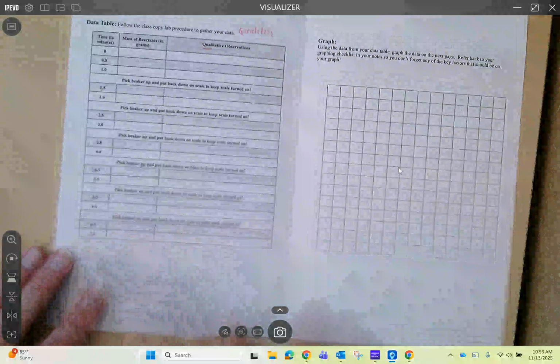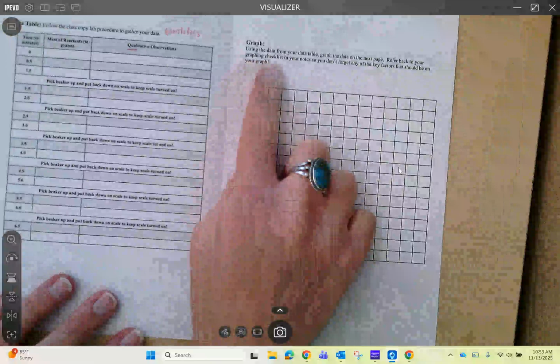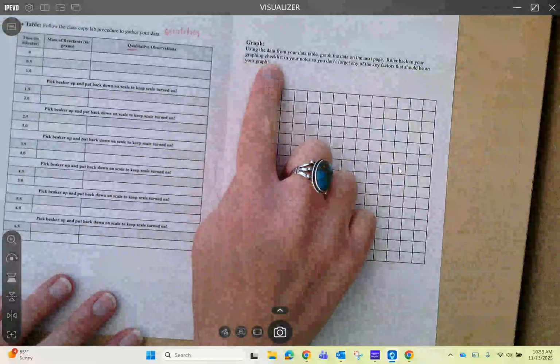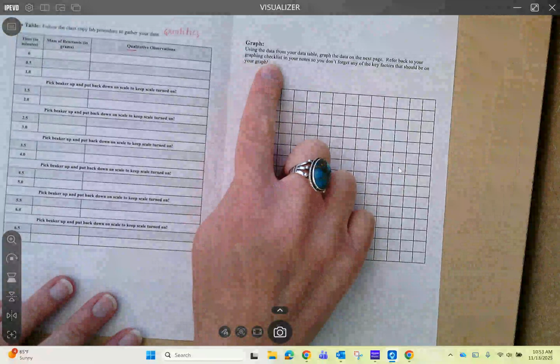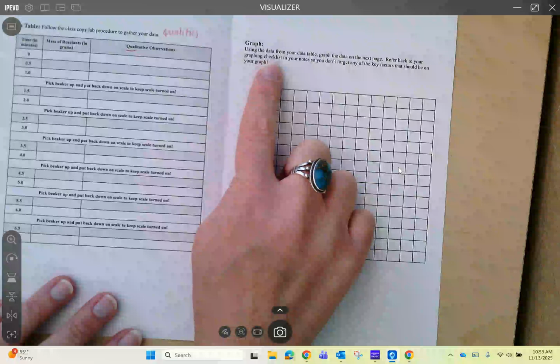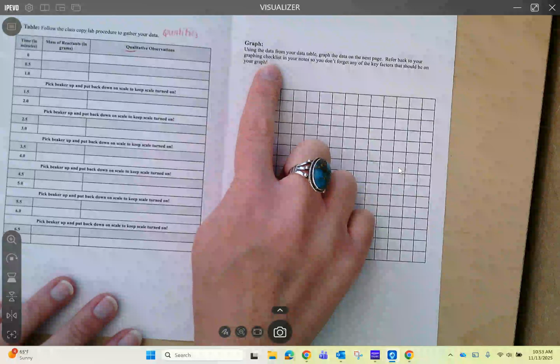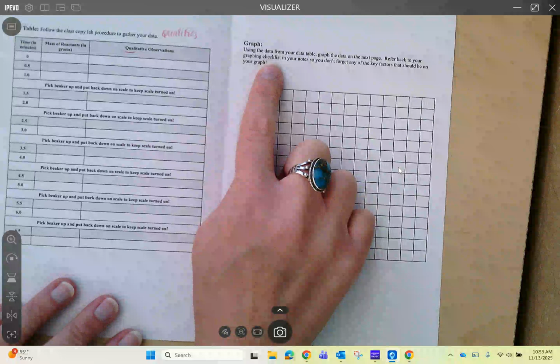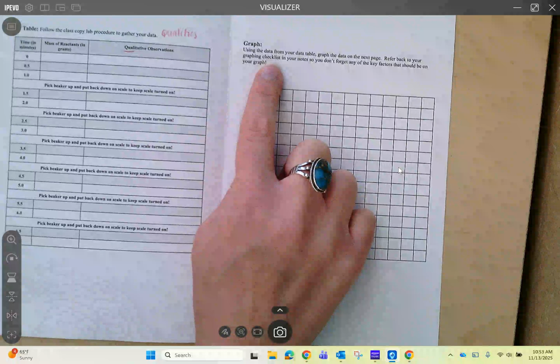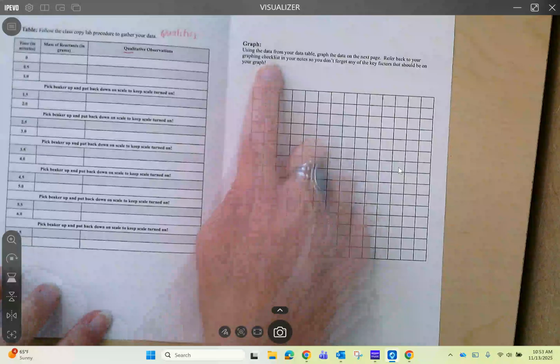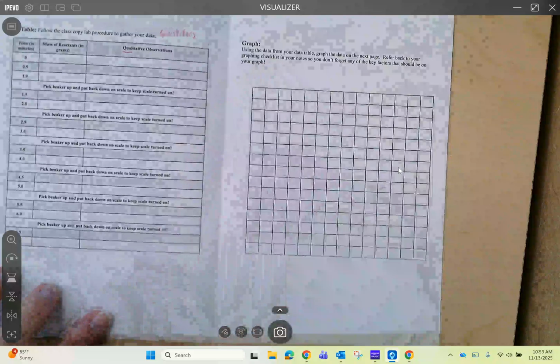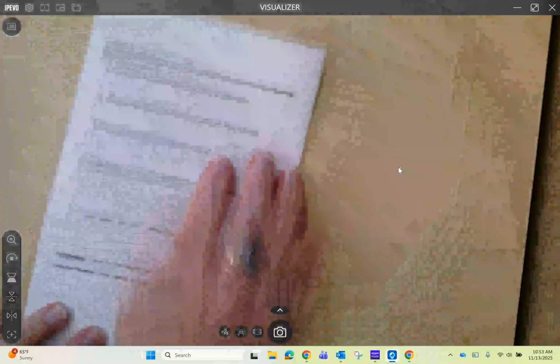Again, you'll be setting up your graph here on the next page. Use your graphing checklist. It should be somewhere early in your notebooks. Your teachers will probably tell you on lab day what page this is at, so you can go back and review, or ask your teacher, or look in your table of contents. But you're going to be setting up a beautiful graph, remembering those big 5 things that you have to have on every single graph, so you include everything that you need. And analysis questions are on the back page here.